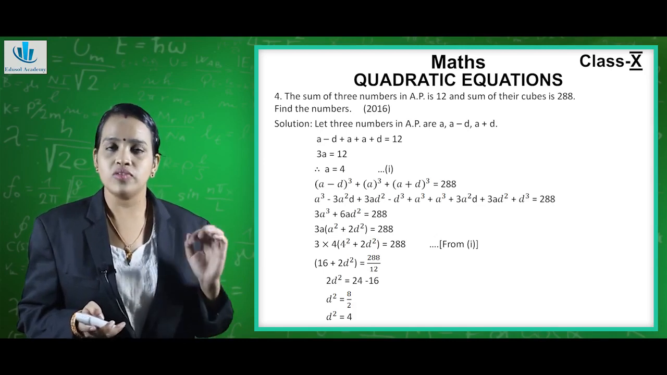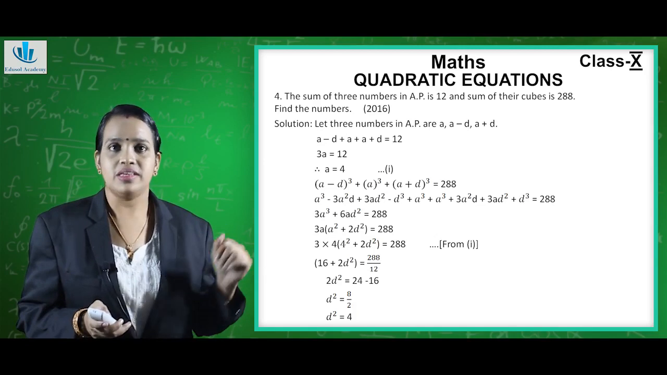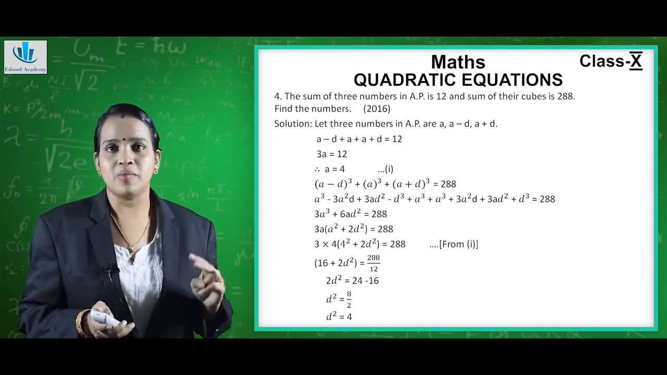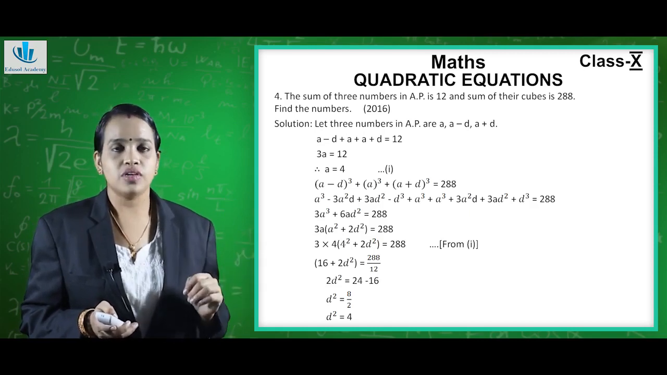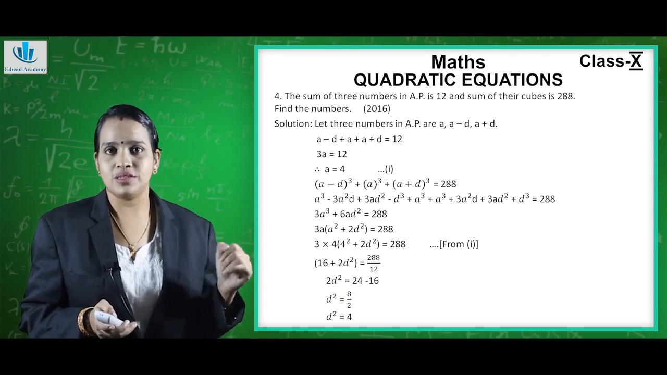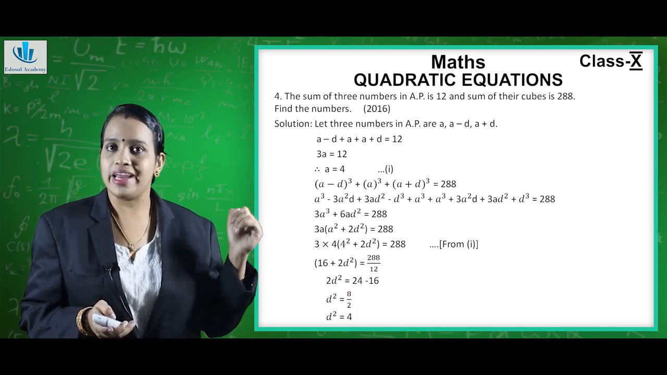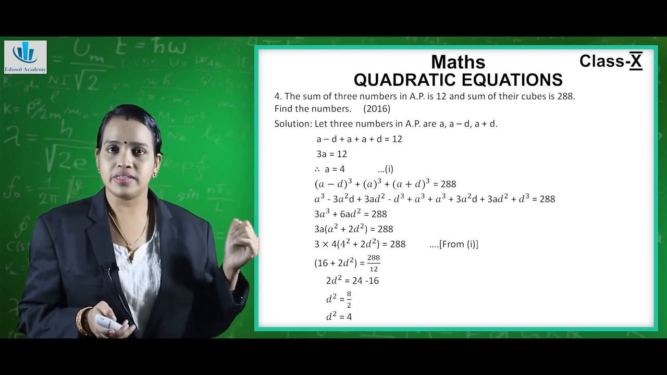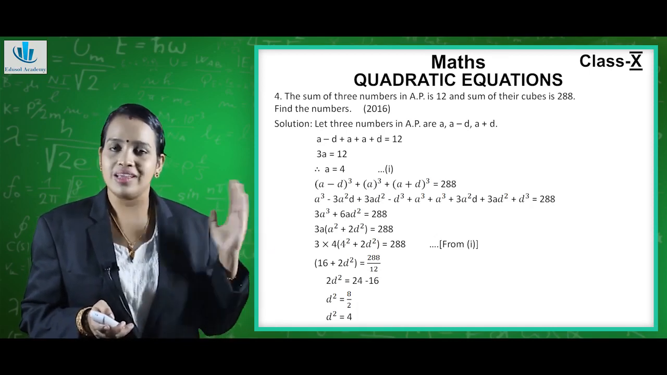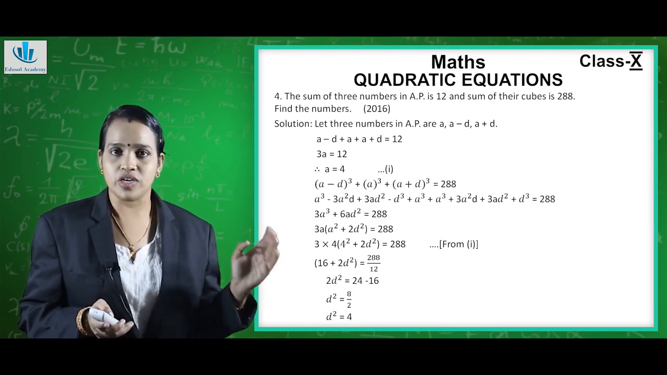First, we will take our AP of three numbers as a minus d, a, a plus d. In the question it is said that when these three numbers are added, it gives 12. So we write a minus d plus a plus a plus d is equal to 12. So a plus a plus a gives 3a, minus d plus d becomes 0, so what remains is 12. So 3a is equal to 12. When we take 3 to the other side, it divides. So a is equal to 4. We can write it as equation 1.